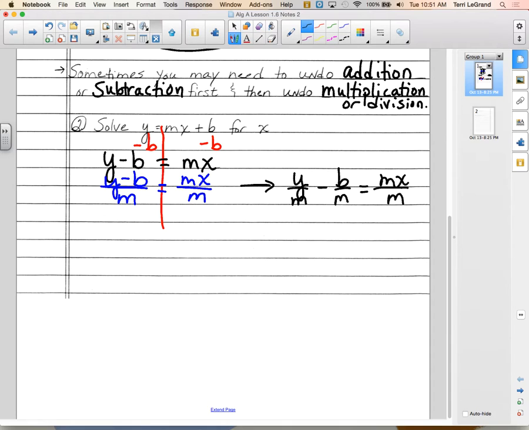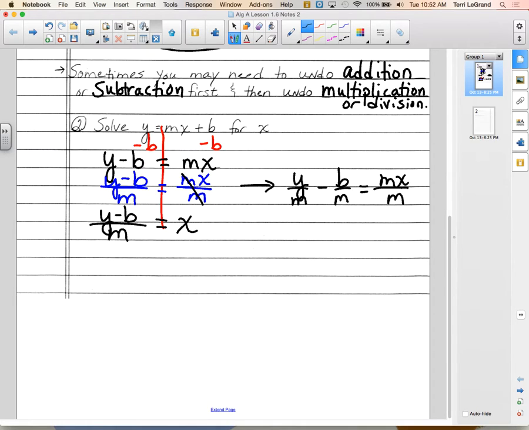Okay? So can we do anything there? Y minus b divided by m. Is there any canceling or anything we could do? No. If we look at it over here in this form, y divided by m, there's no canceling. B divided by m, there's no canceling. So we're just going to leave it as y, take away b, over m, complete fraction bar, equals, any canceling we can do on the right side? Yes, the m's, okay, and so we have x.